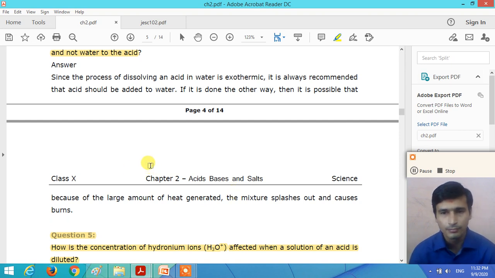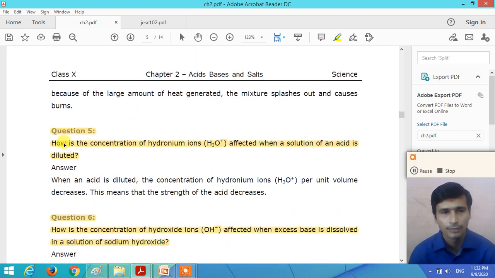Understand? Now question number 5: how is the concentration of the hydronium ion, H3O plus, affected when a solution of the acid is diluted? When the acid is diluted, the concentration of the hydronium ion H3O plus per unit volume decreases. This means that the strength of the acid decreases, right?